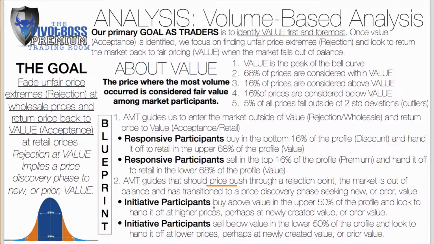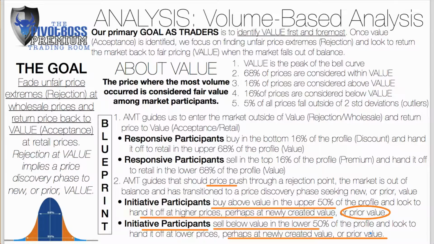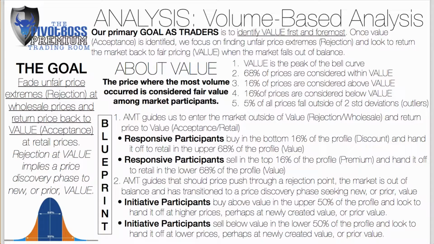So what it looks like would be a buyer would buy above value in the upper 50% of the profile and look to hand it off at higher prices, perhaps at newly created value or at prior value. Initiative participants that are sellers would sell below value in the lower 50% of the profile and look to hand it off at lower prices, perhaps at the newly created value area or at a previous value area. So that's kind of the blueprint of what everything is. That kind of sums up what you should be doing in the market at all costs. And it makes it very simple.